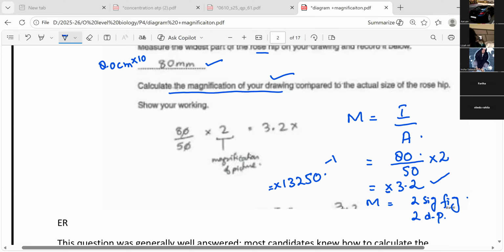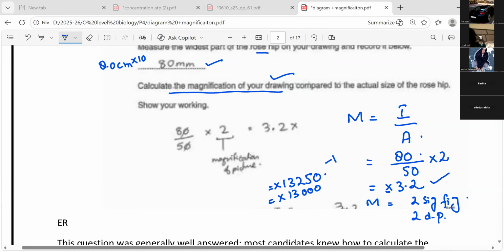So how should we write it? We should write it in the form of 2 significant figures. So what is the 2 significant figures for 13250? It will be 13000. Clear? Is this clear? Okay. So that's all for magnification.